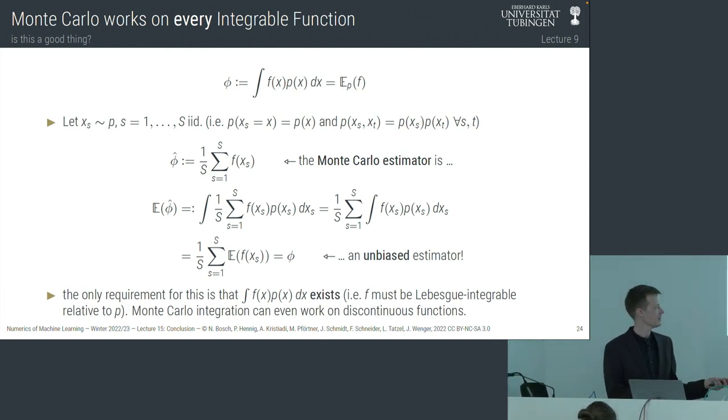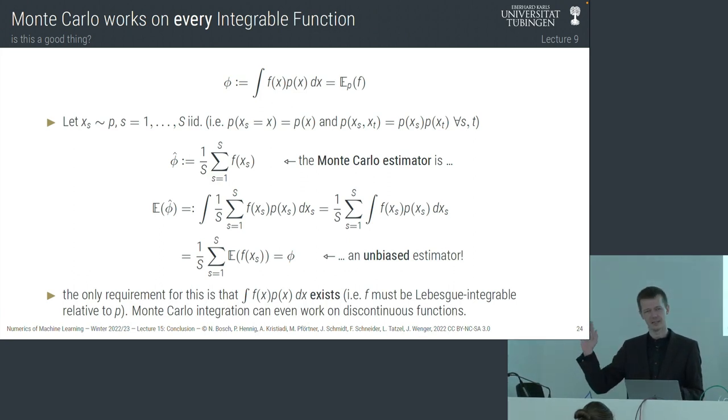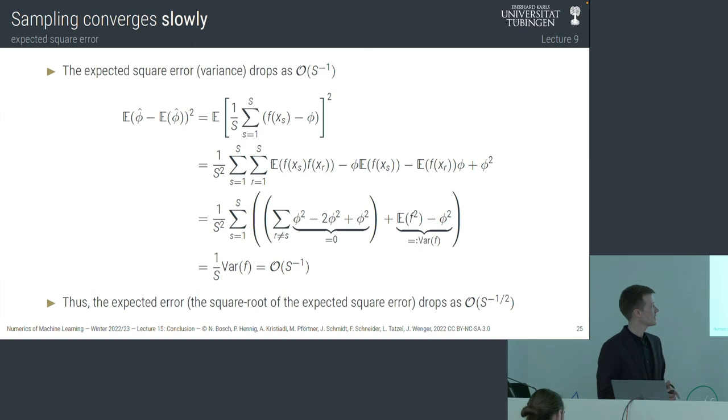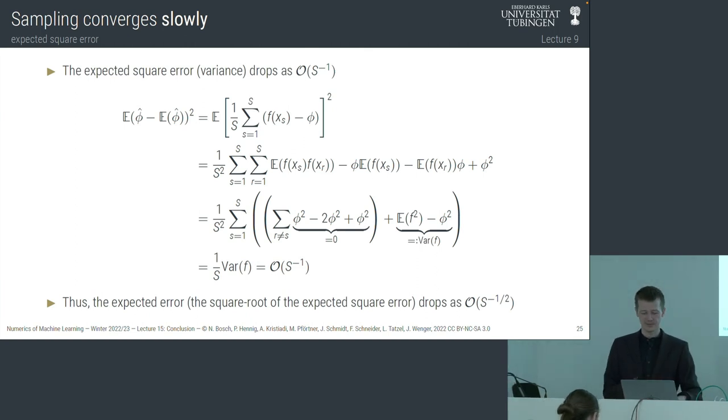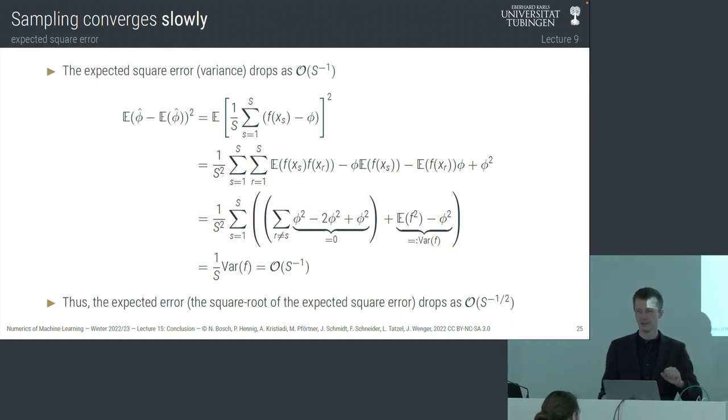It gives an unbiased estimator, and that unbiased estimator works on pretty much any integration problem. So that's nice. It's an algorithm that works for everything. Well, actually, every Lebesgue integrable function, but for basically any integral. But it also has a cost, which is that this estimate converges slowly. As a function of the number of evaluations of the integrand, we get a convergence rate that is, at best, 1 over the square root of the number of samples for the expected error.